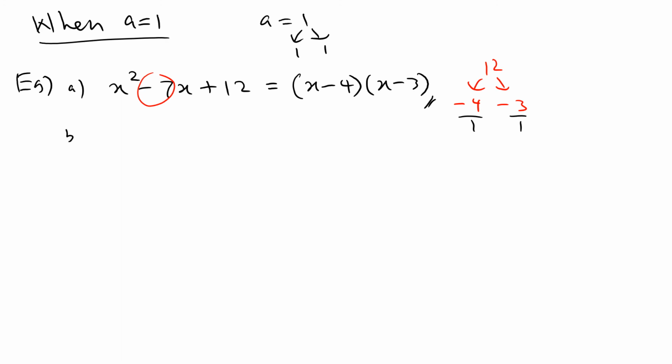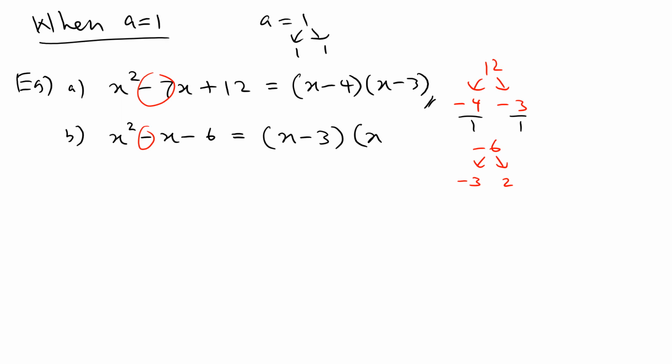And then part B, how about this one? x squared minus x minus 6. Again, you just need to think of factors of negative 6 that add up to negative 1. The factors that add up to negative 1 are negative 3 and 2, because those two numbers add up to negative 1. So the factorization is directly x minus 3, that's the first number, and x plus 2, that's the second number. Those are very easy to do under this argument.